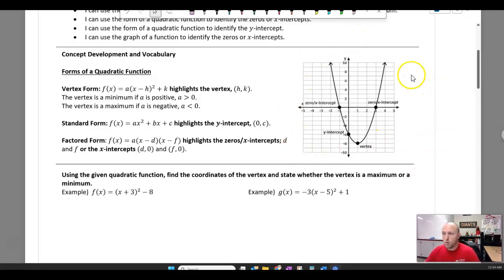Here is a quadratic function, and you can see some key points and topics that we have. We have zeros, also known as x-intercepts. So a zero is just the x value, so like this zero would be -1, whereas the x-intercept is an ordered pair, an x comma y. So this would be -1 comma 0.